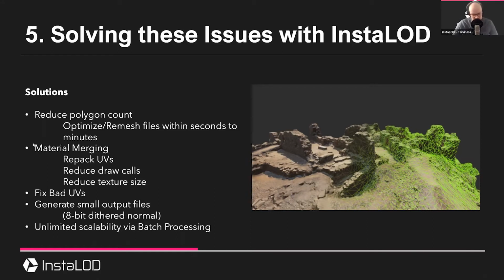So first of all, the solutions. Reduce the polygon count. That is something we can do with either optimizing or remeshing. Today we're going to be using the remesher, but InstaLOD has a lot of other features to reduce the polygon count. Then we're going to use a feature called material merging.